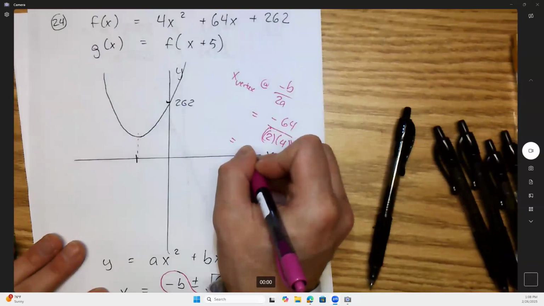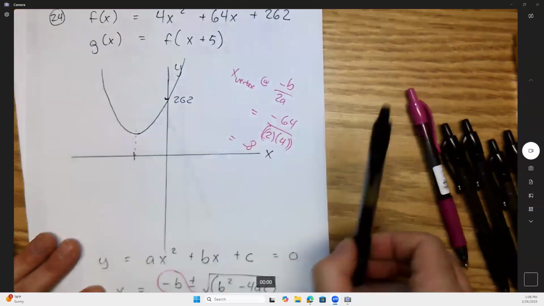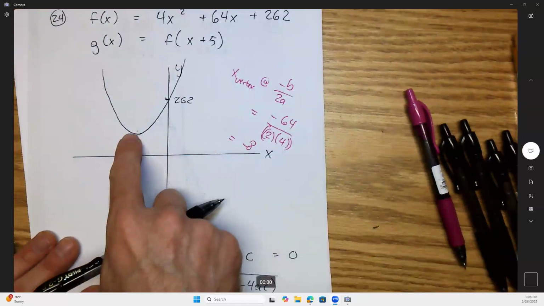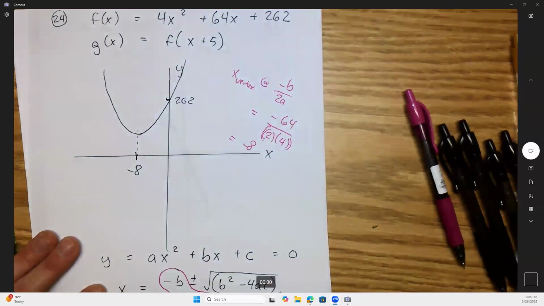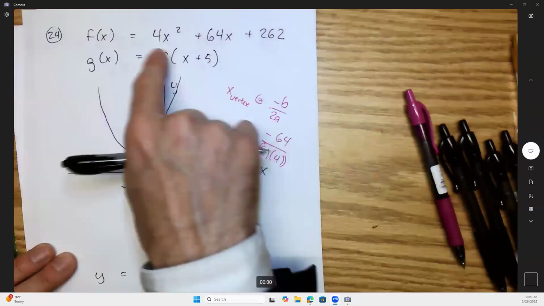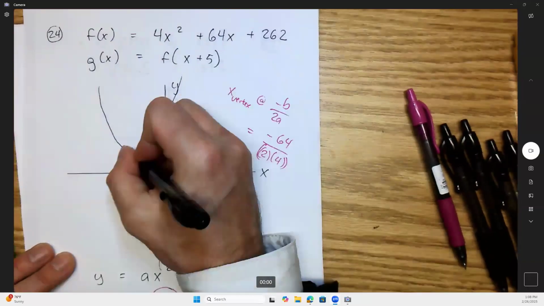Negative 8. So what is this value right here? Negative 8. Yes, negative 8. Okay. And if you plug negative 8 into this equation, you can get the y value, which would have to be positive.